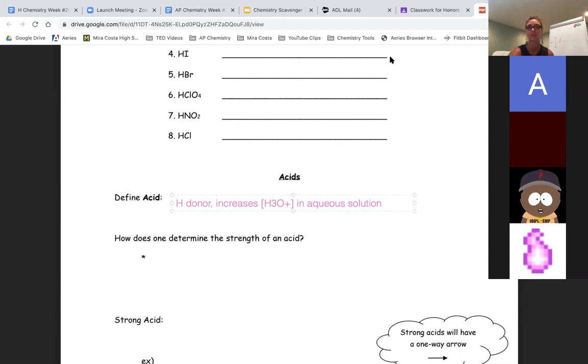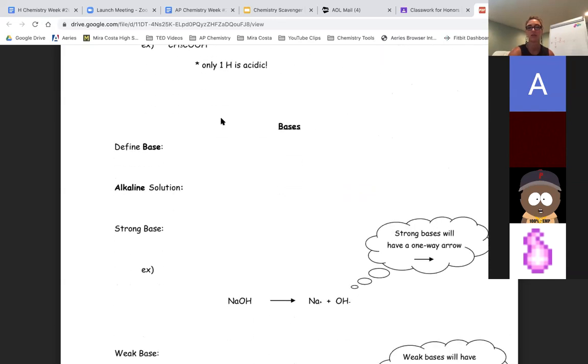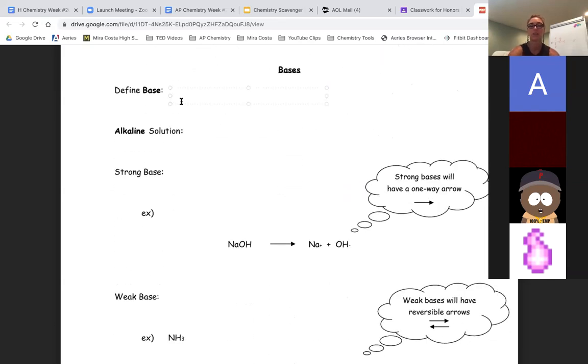So acid is a hydrogen donor that increases the concentration of hydronium ions in aqueous solution, and we saw why that happens. Okay. A base, back over here, bases are hydrogen acceptors that increase the concentration of hydroxide. And then an alkaline solution is just describing one that has a base within it. An alkaline solution has a pH that's greater than 7. Okay, it's a basic solution.